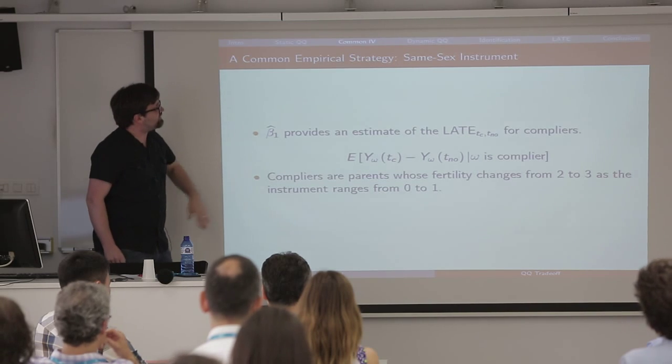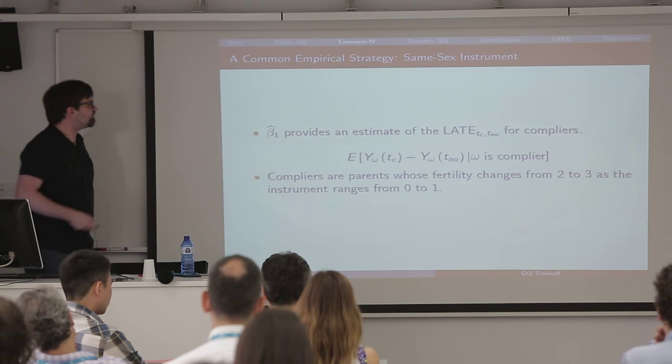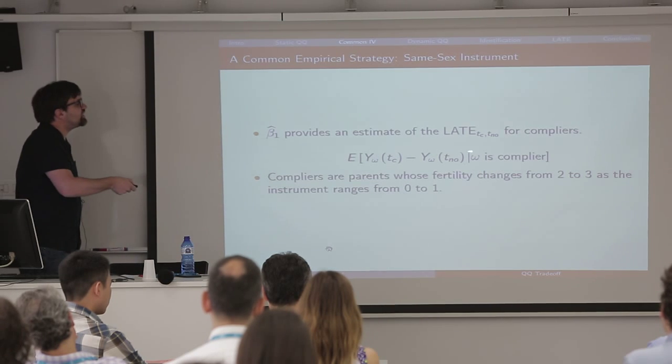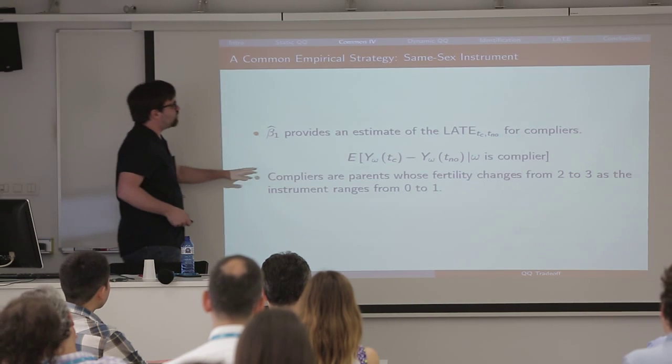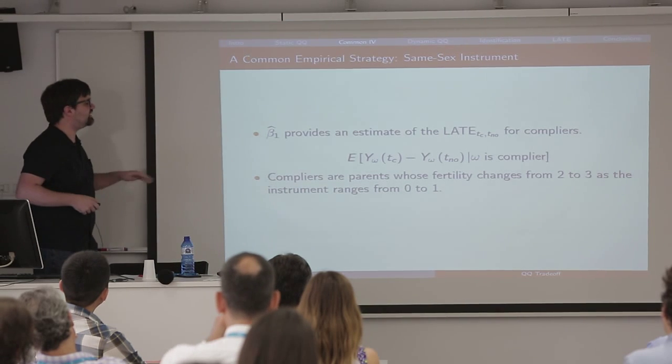So beta 1 hat gives you what? It gives you a local average treatment effect. It gives you the causal effect of having a third child versus not having one for families omega who are compliers. Compliers are families whose fertility is induced to change from 2 to 3 when the instrument changes from 0 to 1.